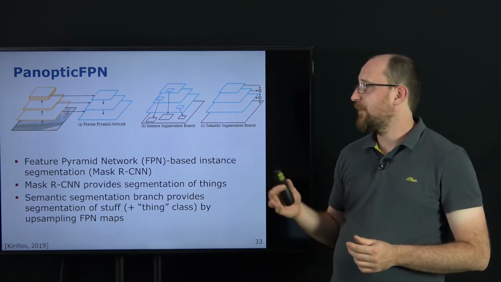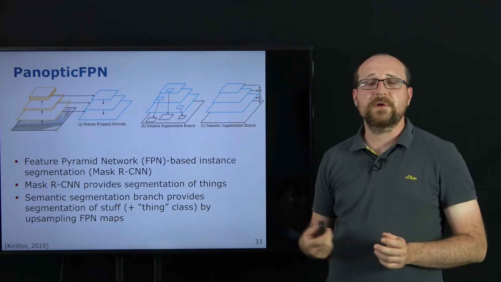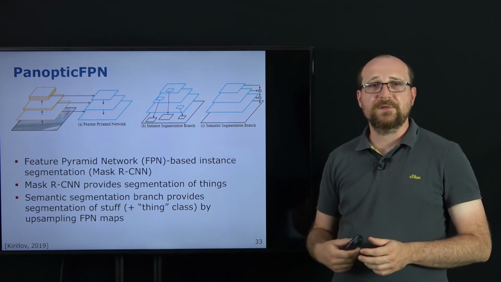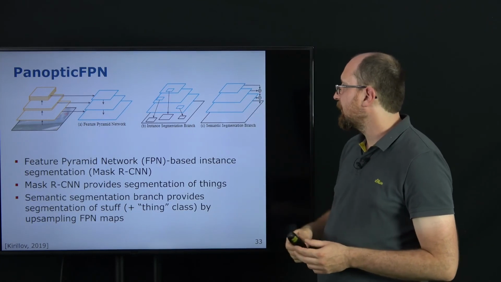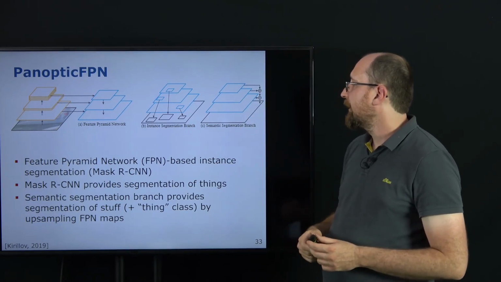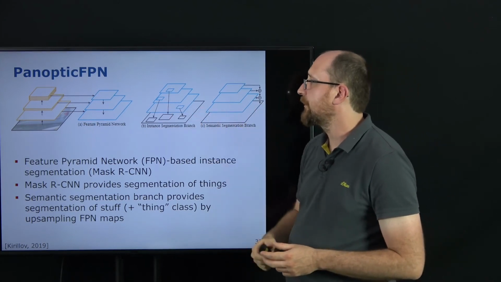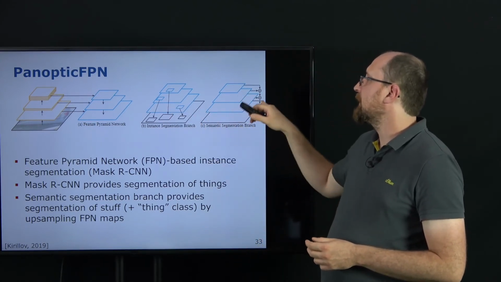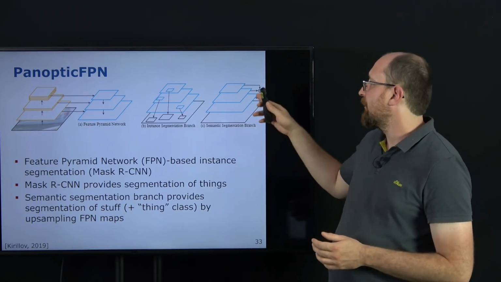And then on top of this, since we are now doing panoptic segmentation, we are interested also in the semantic segmentation of the stuff classes. And for this, there's the segmentation branch. For the semantic segmentation branch, the authors also use the feature pyramid network. And here they aggregated the features together via upsampling and then some convolutions in between.